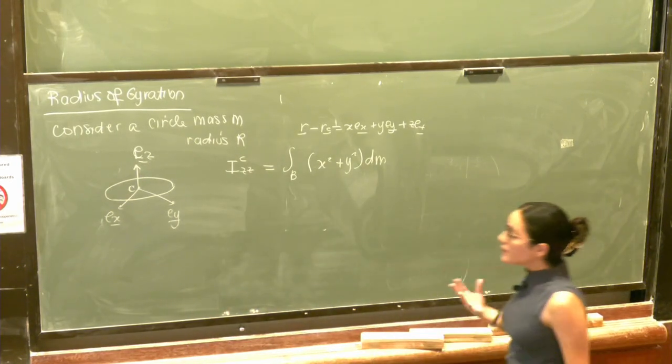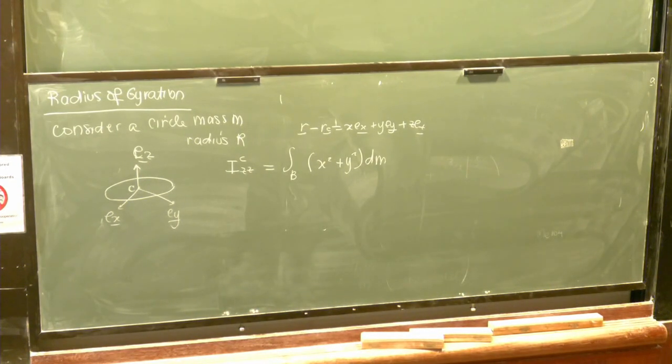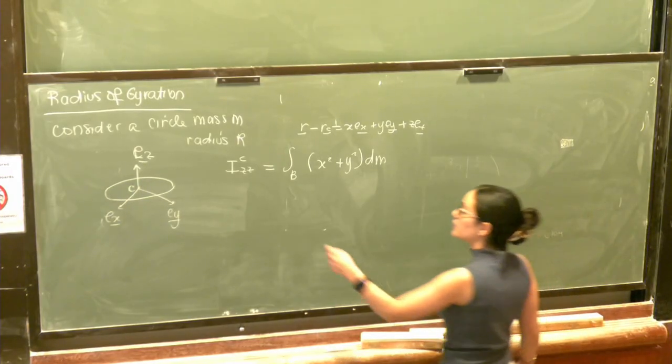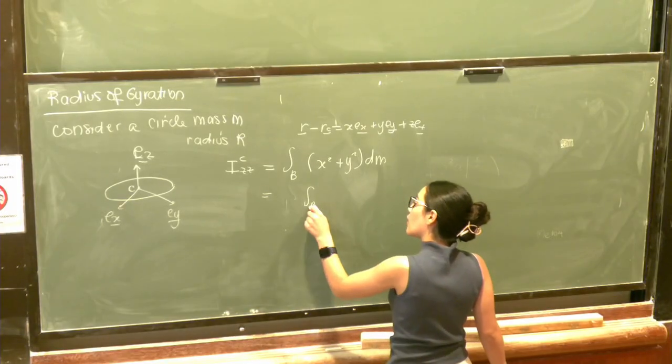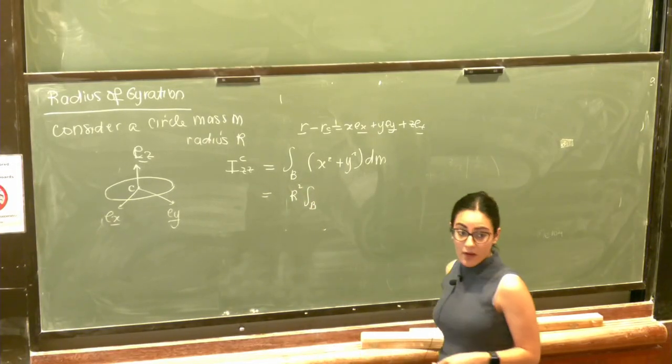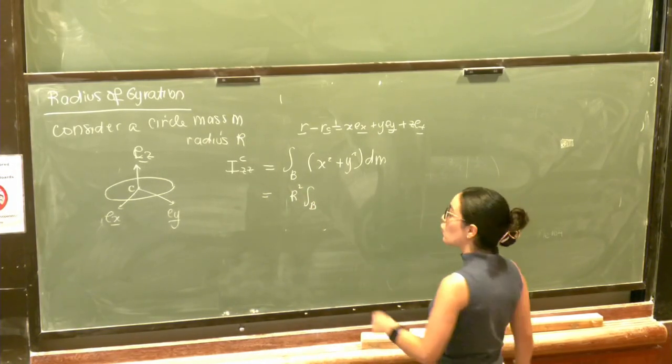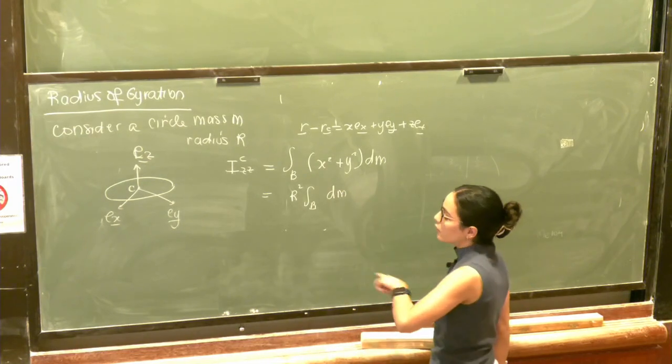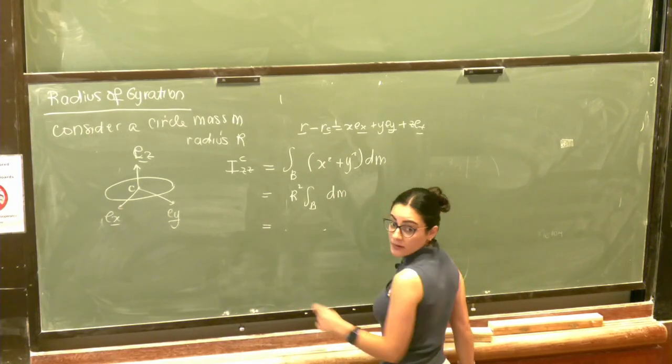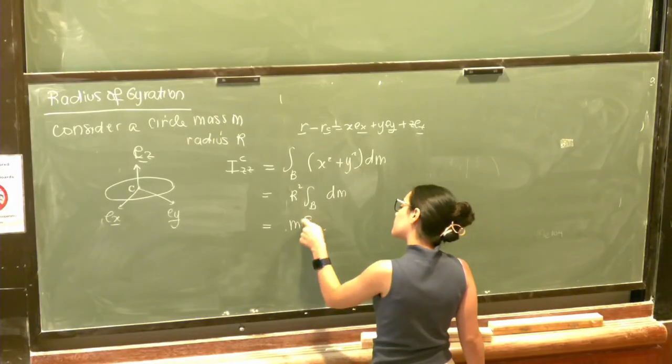So then what is the I_CZZ for the hoop? And the hoop is a very, very special case. It's a very simple calculation actually. What is x squared plus y squared for the hoop, where x and y are measured from the center of mass? It's r squared, right? It's a constant. So that's the integral over the body of r squared dm. I can take it outside because r is constant. It's the same for all the points on the hoop. And what's the integral over the body dm? That's the total mass of the body, so m r squared.